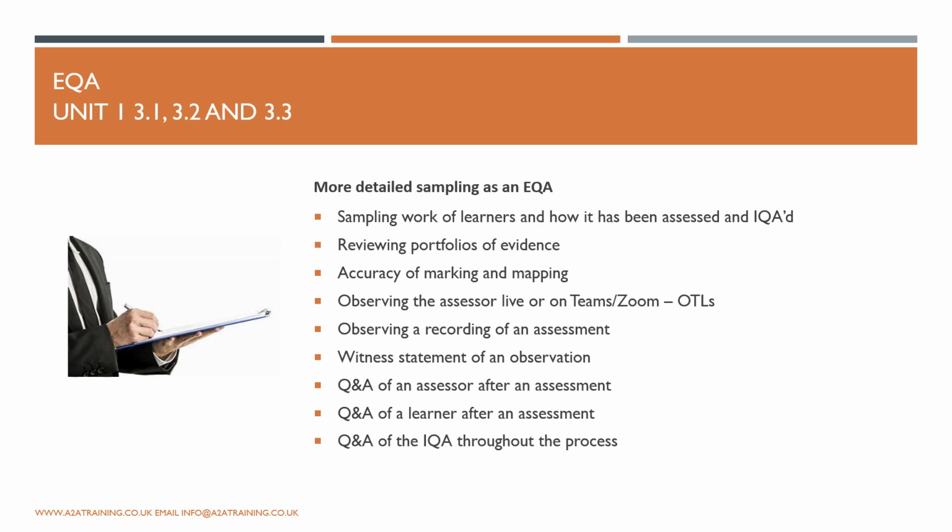Once you've looked at the centre as a whole, you'll go into more detailed sampling as an EQA. You'll sample specific learners and you'll look at how they've been assessed and IQA'd. So what you might do as part of your planning is decide which learners you're going to see, and you might say pick learners from specific employers or those with certain grades. You'll review the portfolios, whether they're hard copy or e-portfolio, and look at the evidence that's contained within them, and check for accuracy of marking and mapping.